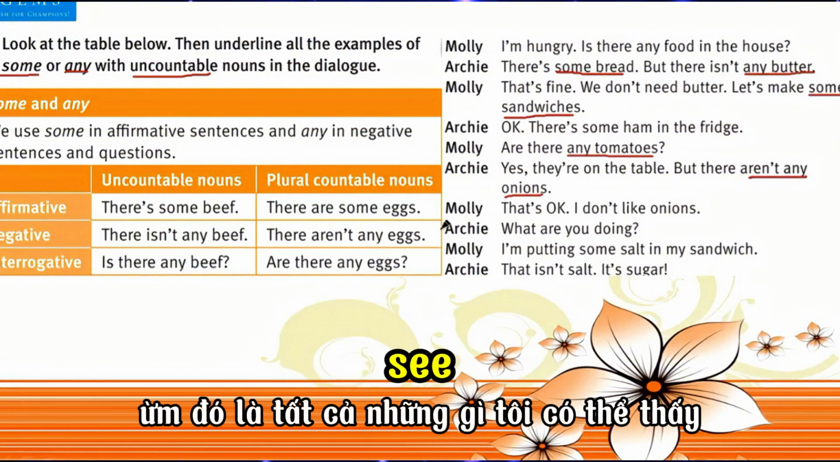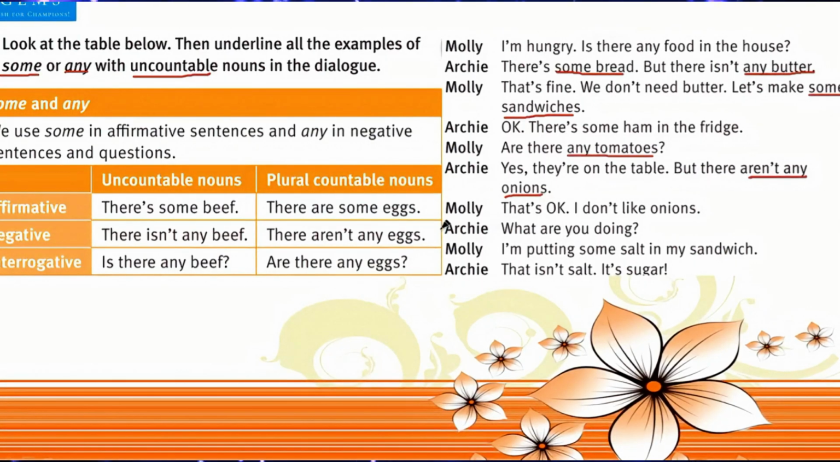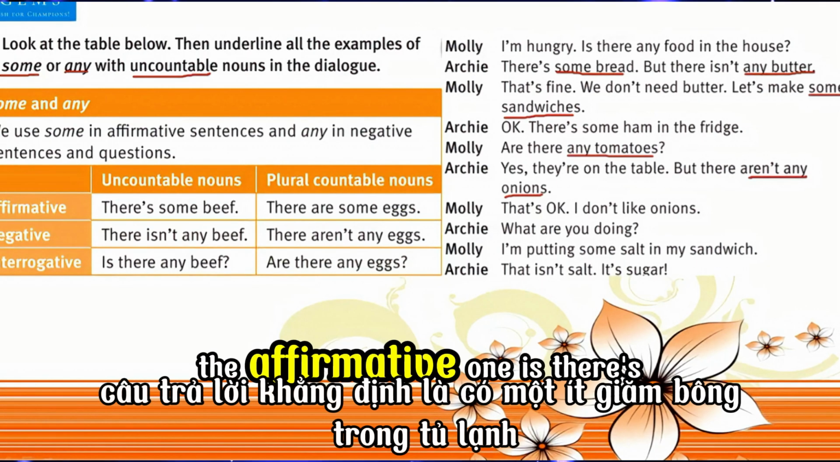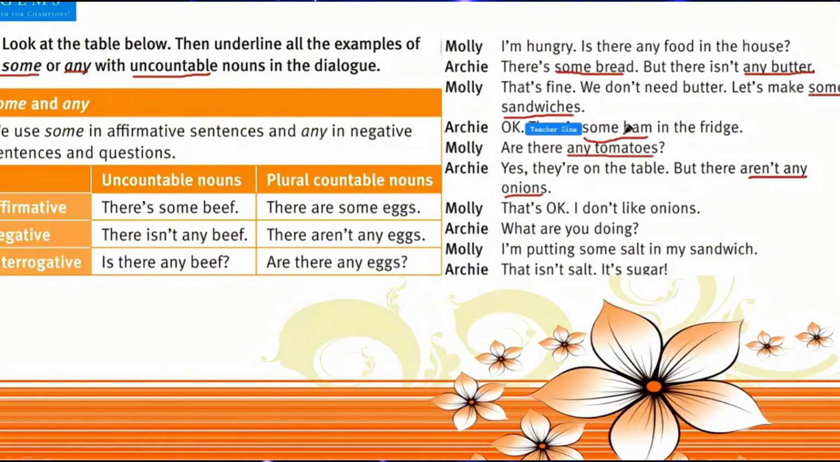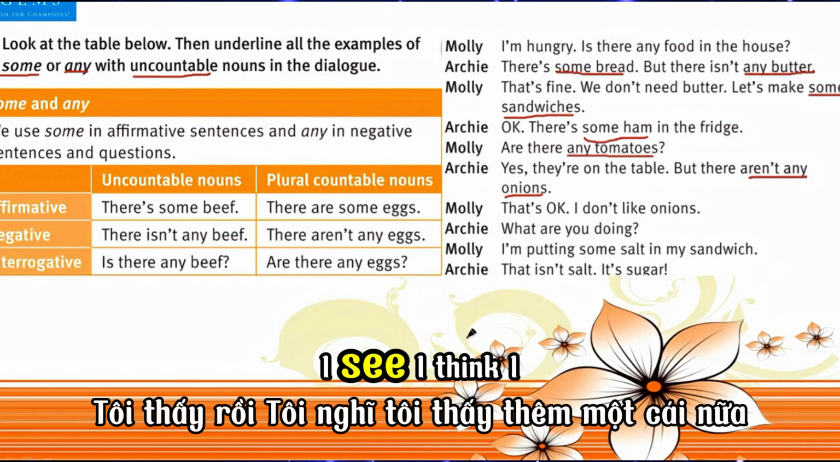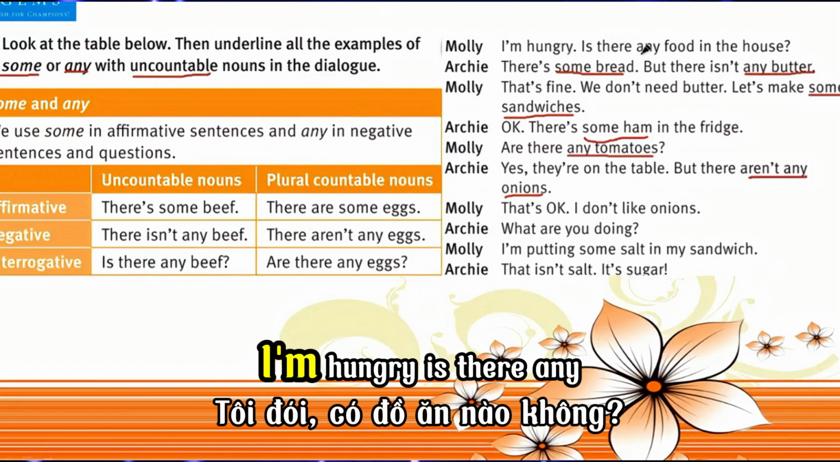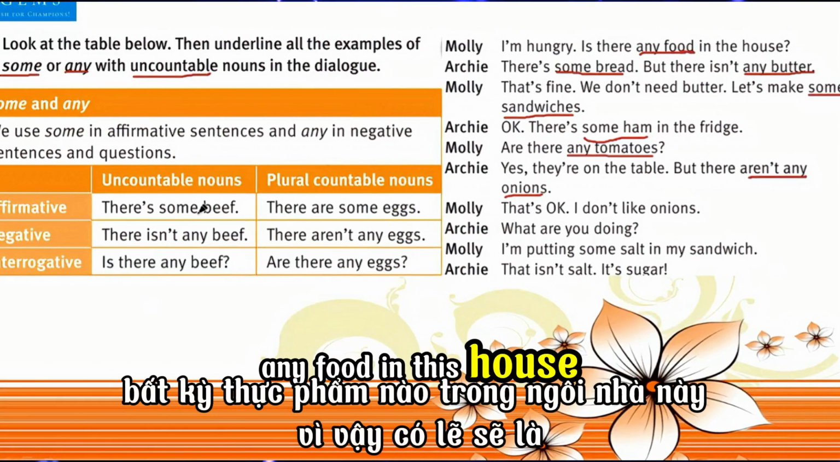That's all I can see. Oh, more. Okay. Is there more? The affirmative one is there's some ham in the fridge. Some ham. Great. That's all? Okay, I think I see one more. I'm hungry. Is there any food? Any food in this house?